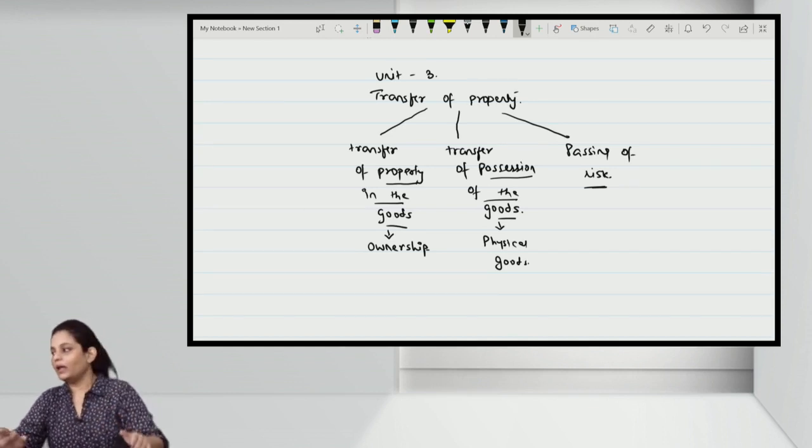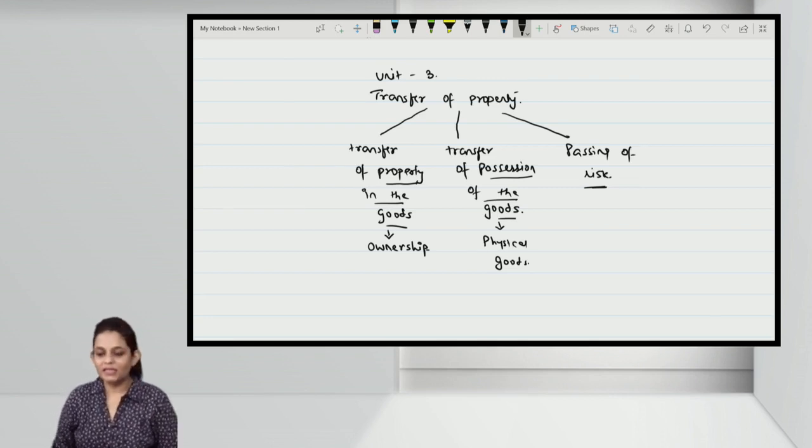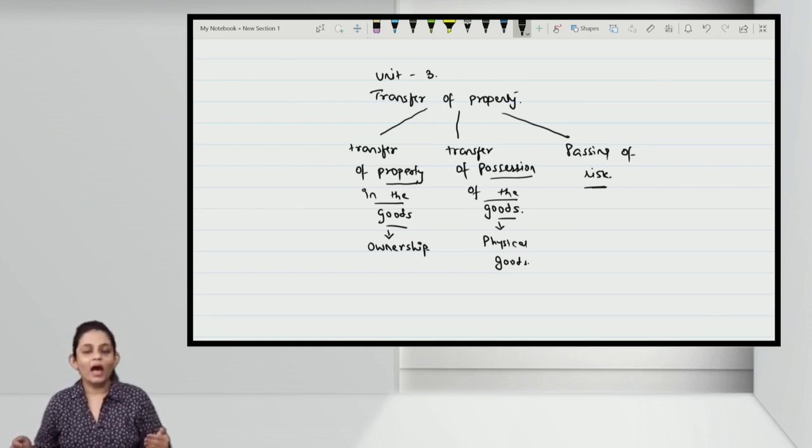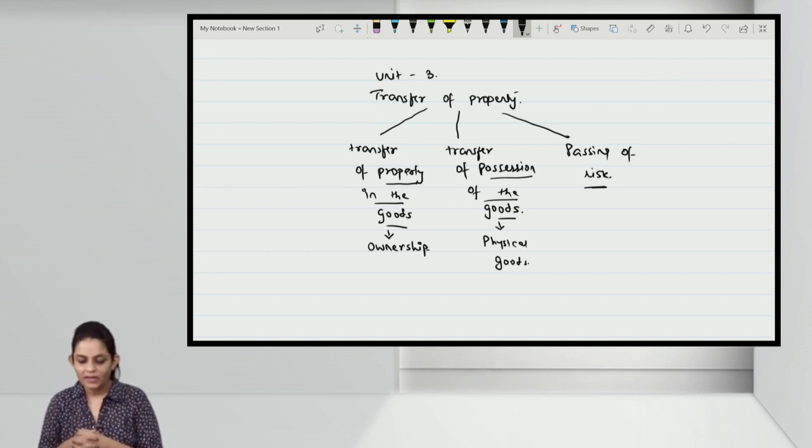I repeat again, S sold his goods, diamonds, to B. But B says, "Mr. S, I'm going out and I would be back after a few days. So could you kindly hold on to the diamonds on my behalf for the next couple of days?" He says, no problem.